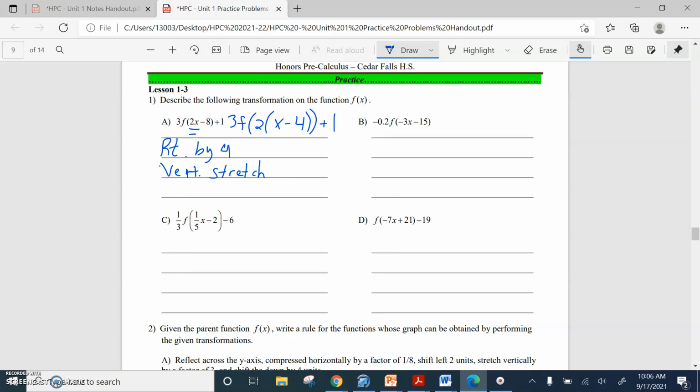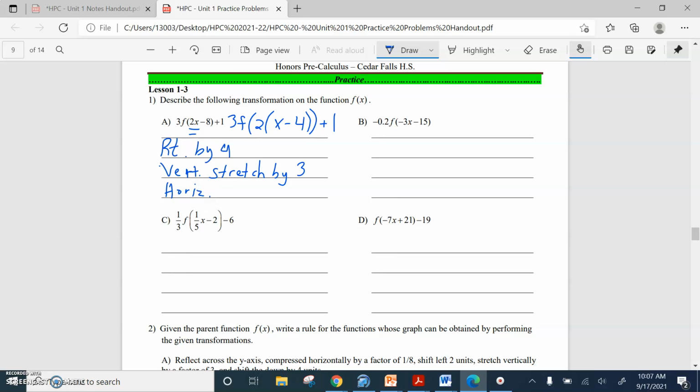Three is larger than 1. It's a whole number. It's a big number. So that is a stretch. And we just say it's a stretch by 3. But the next thing we have is actually the 2 on the inside, and that one's a little bit trickier. The one on the inside, we have to be careful because horizontally, and it's hard to grasp this at first. So again, I'm just going to start writing it out. It's horizontal.